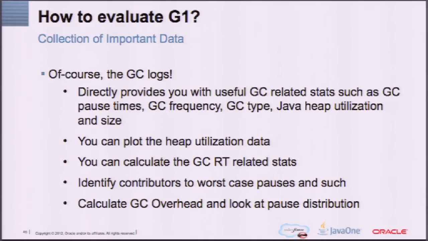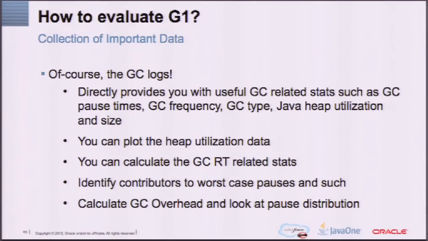Okay, collection of important data: the GC logs. We need the GC logs. And how do the GC logs help us? Directly in the GC logs themselves, you have the pause times, the GC frequency, the type of GC, young, mixed, whatnot, and the heap utilization: Survivor, Eden, occupancy before, occupancy after, etc.